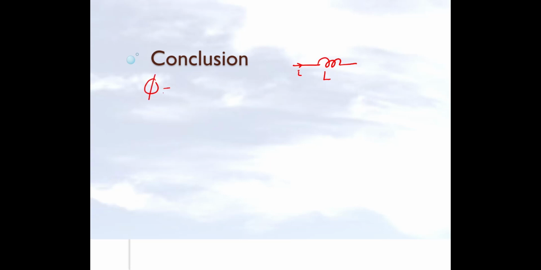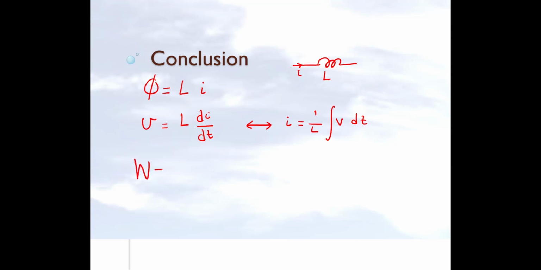The flux is equal to L, the inductance, times I, the current. Taking the derivative of this equation with respect to time gives us V equal to L di dt, and equivalently you can write that I is equal to 1 over L integral of V dt. The energy stored in an inductor is stored in the form of a magnetic field and is equal to 1/2 L I squared. So this is the main takeaway from the physics of the inductor.